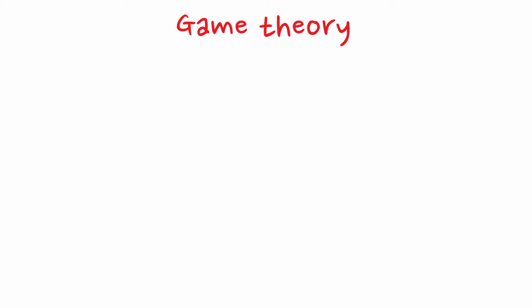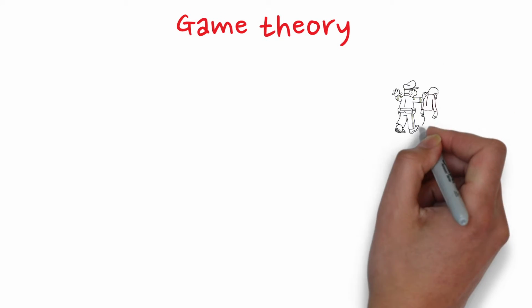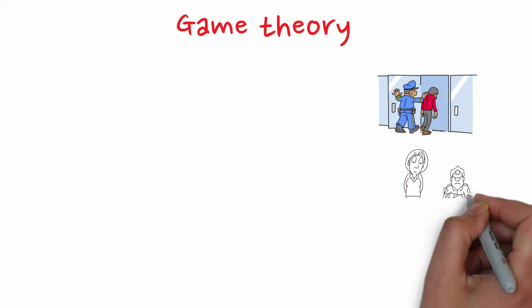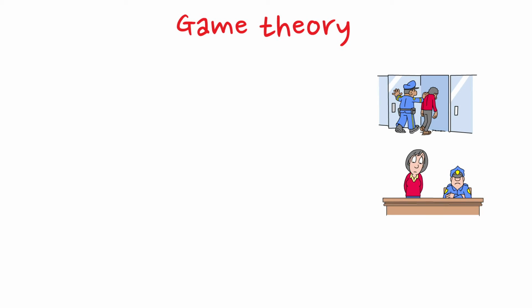Today we will talk about game theory. Let's start with a story. Picture two criminals. Let's call them Alice and Bob. They've been caught by the police and placed in separate rooms. The cops don't have enough evidence to convict them on the main charge, so they offer each one a deal.